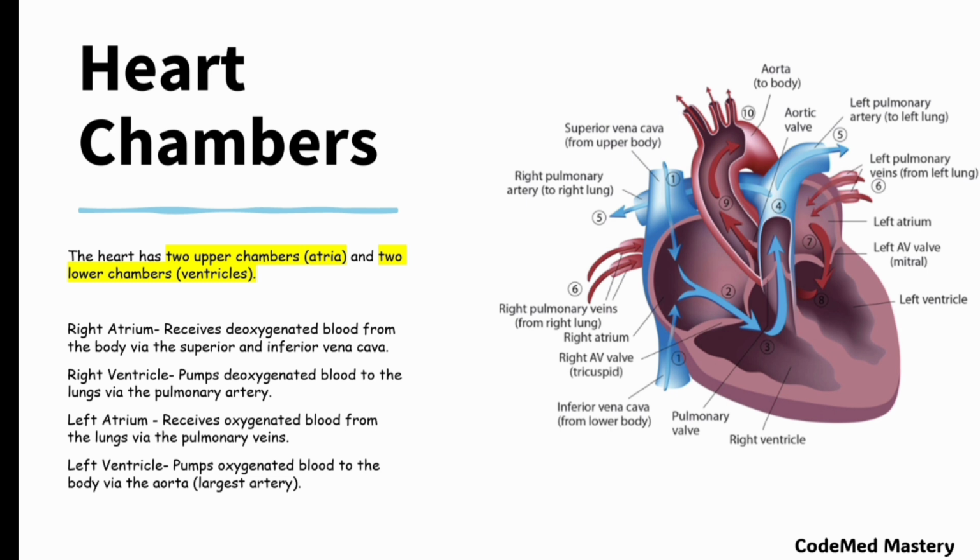The heart has two upper chambers, that is atria, and two lower chambers, that is ventricles. You can check in the diagram. There is right atrium, right ventricle, left atrium and left ventricle. Right atrium receives deoxygenated blood from the body via the superior and inferior vena cava. Right ventricle pumps deoxygenated blood to the lungs via the pulmonary artery. Then, left atrium receives oxygenated blood from the lungs via the pulmonary veins. Left ventricle pumps oxygenated blood to the body via the aorta, that is the largest artery.